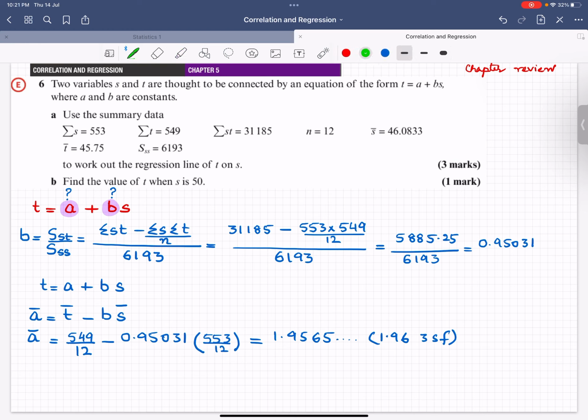So let's continue here. We have t is equal to a, which is 1.96, plus the value of b that we found, which is 0.95, and s. So this is the equation of the regression line, and that answers part A of the question.